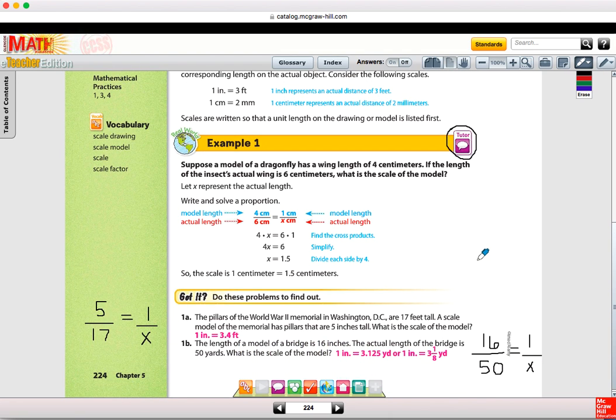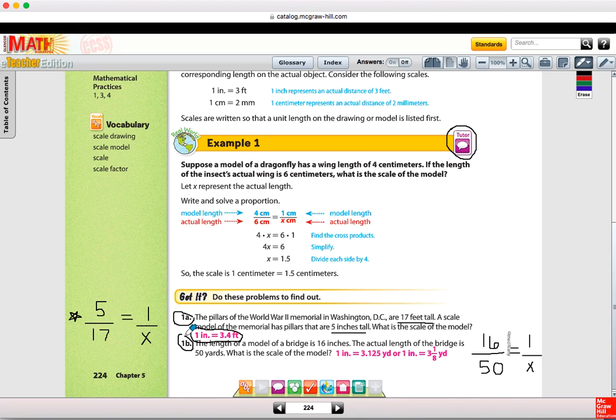I will be going through the got it problems on each example. You can write these down in your notebook. At the bottom of page 224, 1A talks about the pillars of the World War II Memorial in Washington, D.C. They are 17 feet tall, and the scale model has the pillars at 5 inches tall. Over here, I've set up a proportion: 5 inches over 17 feet equals 1 inch over x feet. When you cross multiply and divide, you get 1 inch equals 3.4 feet.